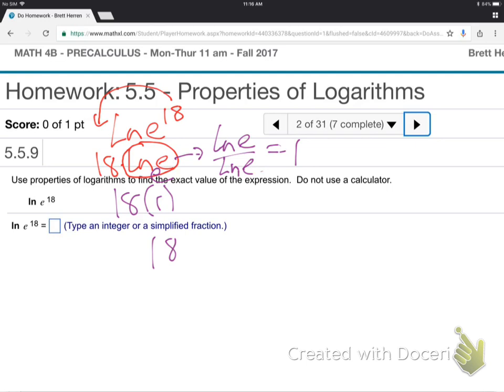Everybody with me on that? ln means log base e, doesn't it? ln means there's a hidden, invisible base of e. You good with that? So it's just 18.